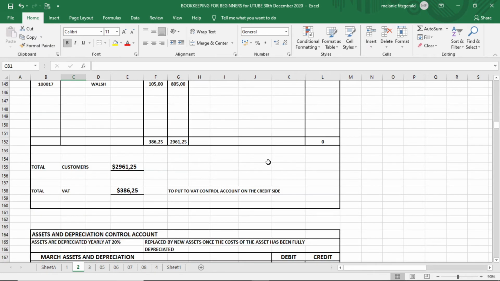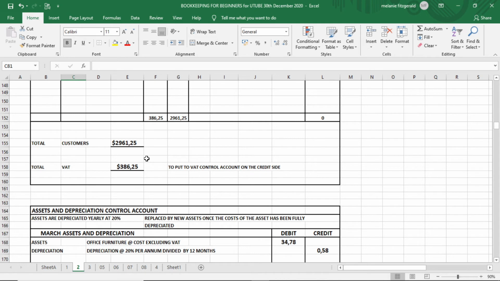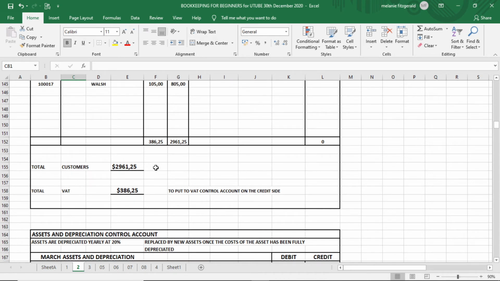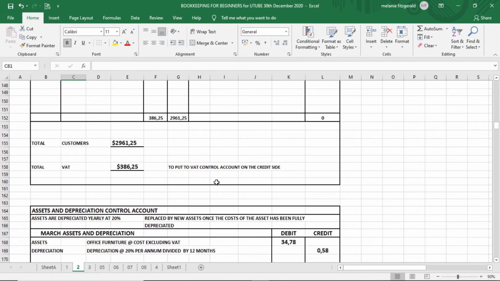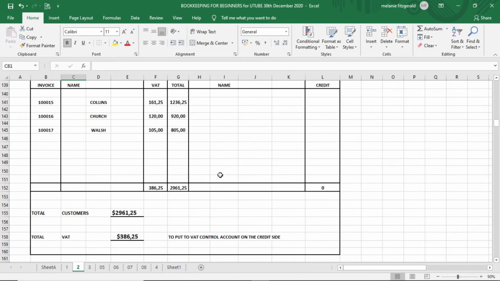Okay. The total customers, $2,960.25. That's the total amount over there that we invoiced to our customers. The total VAT that we invoiced to our customers was $386.25. Now, importantly, we put that to the VAT control account on the credit side. We're not going to do that account now. We'll do that in the next lesson or a later lesson. All right, so you understand all that, what we've done now.